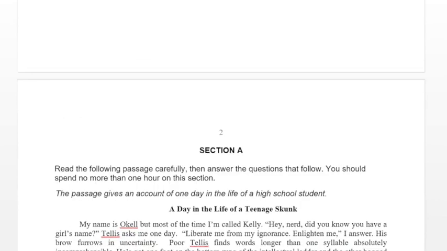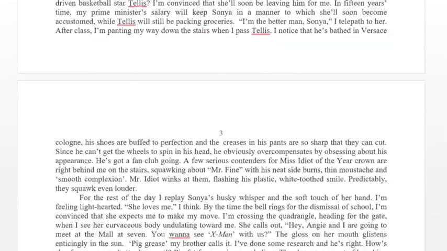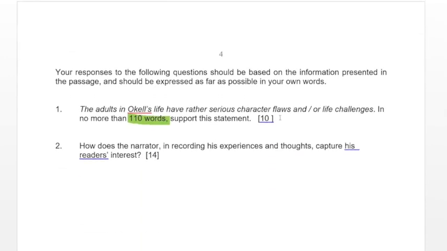For paper 4, there are 2 sections. Section A is the first section, and it will contain the first of 2 passages to be read for this exam. At the end of this first passage, you will find 2 questions. Question 1, which is the summary question, as you can see here by the number of words that are to be used. And then you will have question 2, which is the technique question.